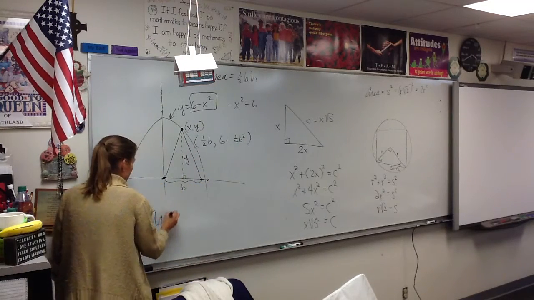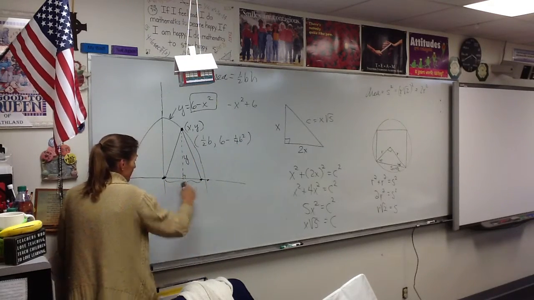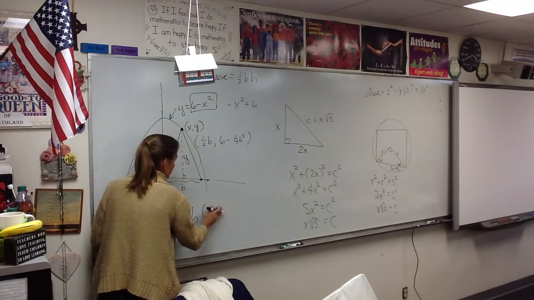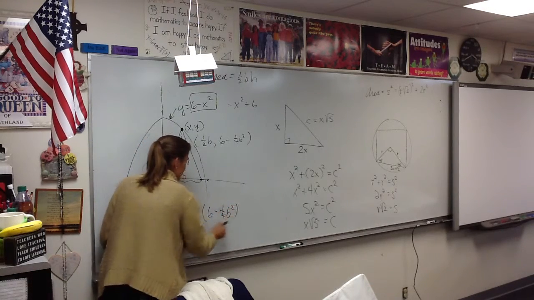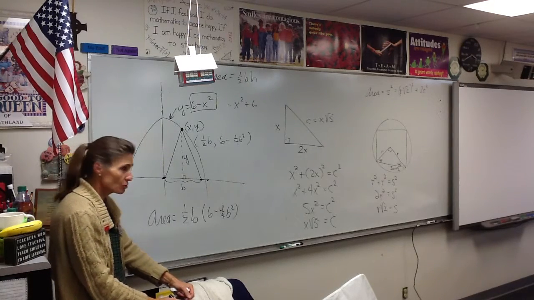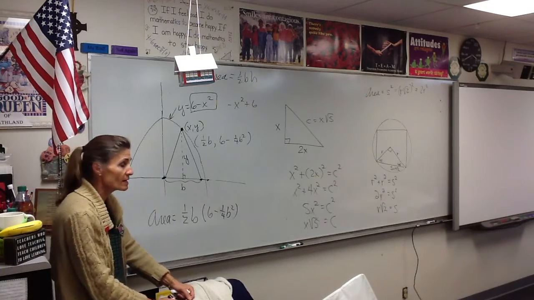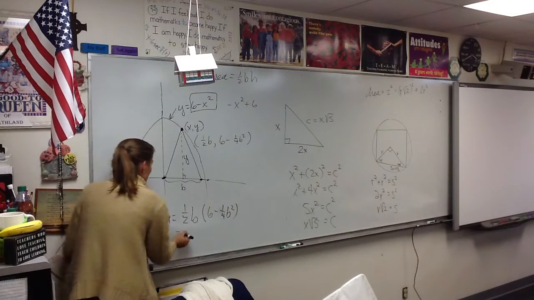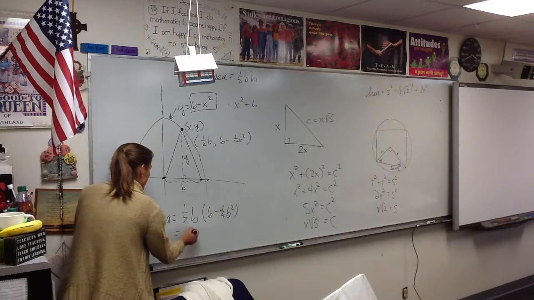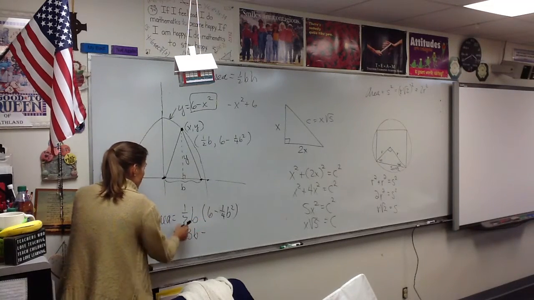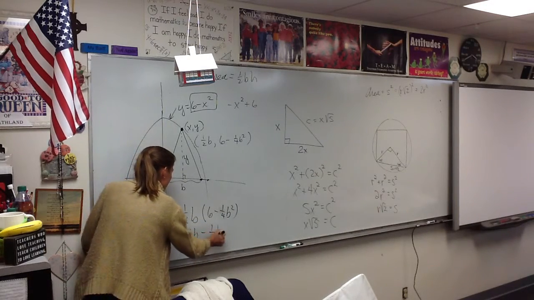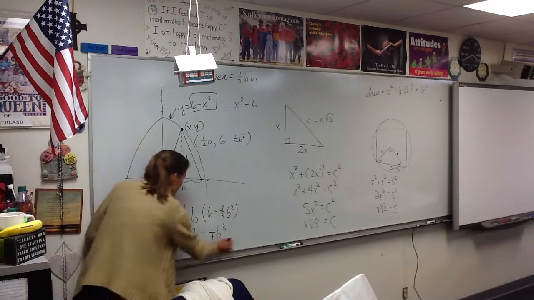So what's my area? 1/2 the base times the height. Now you're thinking to yourself, I could never do that by myself. Yes, you'll be able to. You have to practice, you have to think. So what is that when I multiply it all together? 1/2 times b times 6 is 3b. 1/2 b times 1/4 b squared is 1/8 b cubed. And there you go.